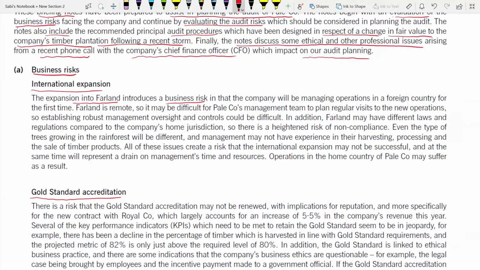Here you don't need your auditing knowledge. You can just write from common sense. For the first time when you're exposed to a country, it's a risk because you're managing operations in a foreign country for the first time. It's very common, right? I mean, come on. I don't think writing up to this much is hard. And I still don't know why people keep saying that audit is very tough, that they will not be able to do it.